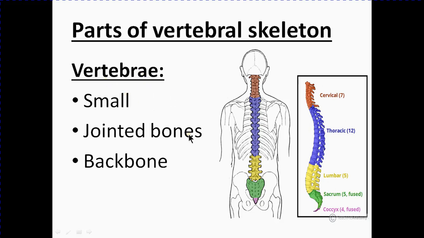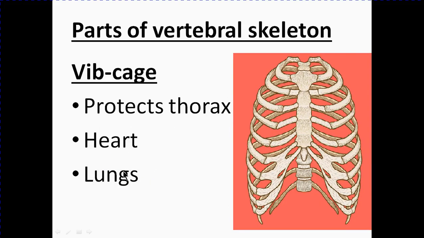Small jointed bones form the backbone. So you can see here, it's known as vertebra, which combines or joins with small bones together and makes our backbone, or in all vertebrates it forms the backbone.